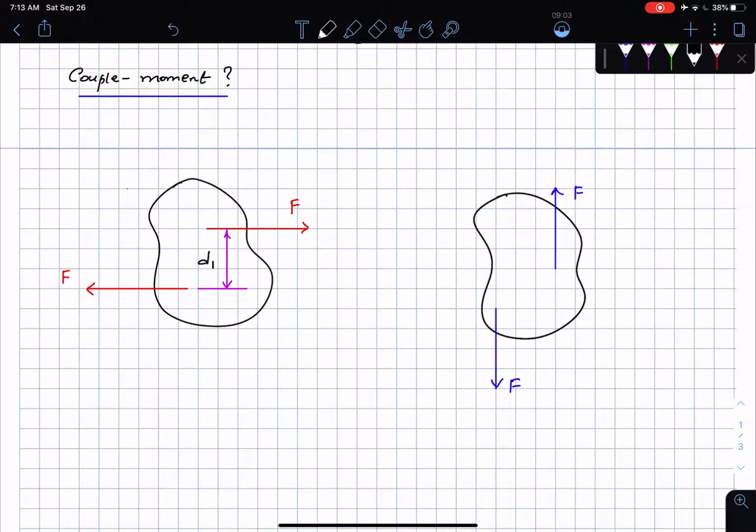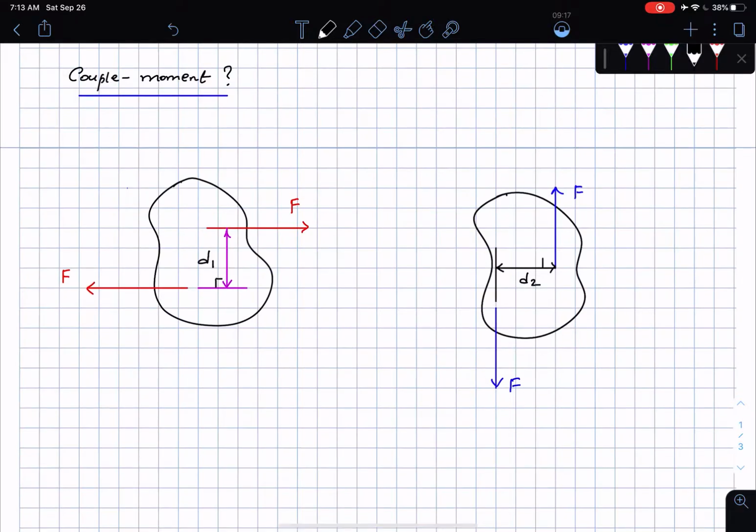Now watch this. I'm going to extend the line of action of this force here, and then I'm going to call this distance d2. It should be quite evident to us that this distance is the perpendicular distance here. Likewise, this is the perpendicular distance here. So this is a couple, and this is also a couple.